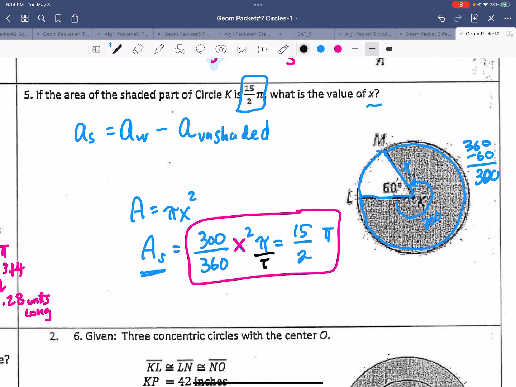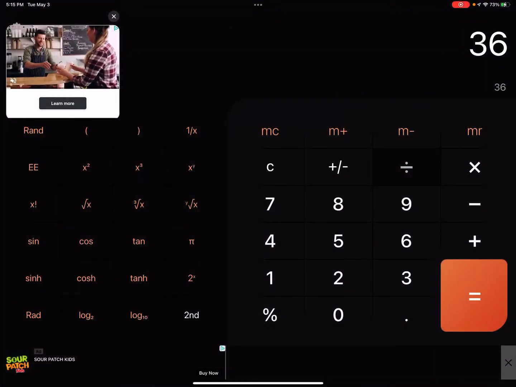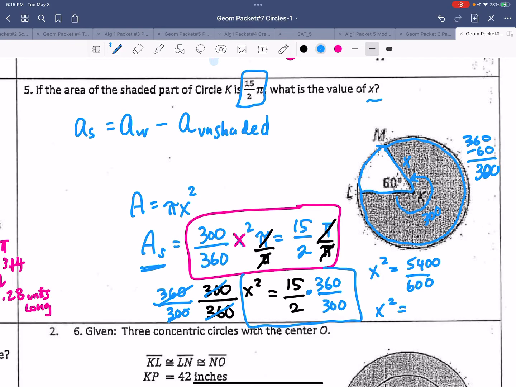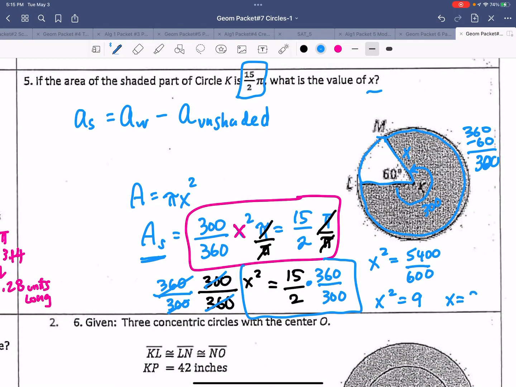Okay, so step one, we're going to divide by pi on both sides, and it goes away, so that's nice. So just kind of copying down our equation here. We know we could multiply by 360 on both sides and this would go away. We know we could divide by 300 on both sides and that would go away. So what I ended up doing is multiplying by the reciprocal on both sides. Okay, so now we get this equation. So we can multiply numerators and we can multiply denominators. So on the bottom we have 300 times 2, which would be 600, right? And on the top we have 360 times 15. We get 5,400. So x squared is equal to 5,400 divided by 600. We get 9. Ooh, that's nice. That means x is 3.